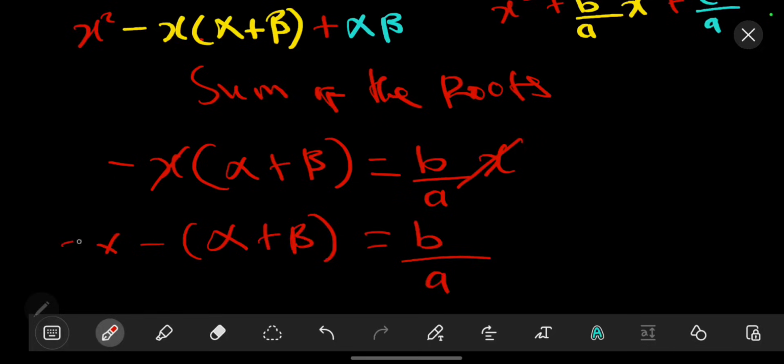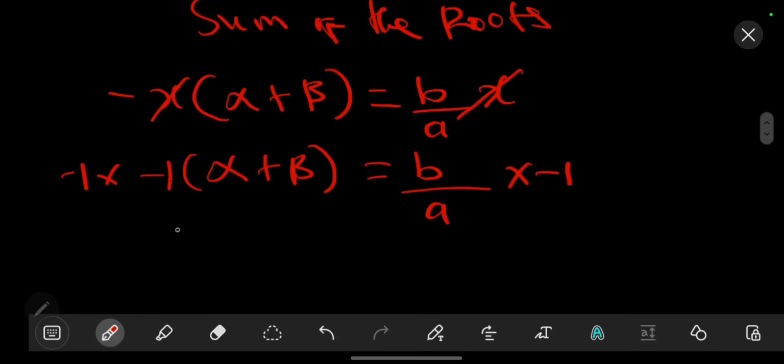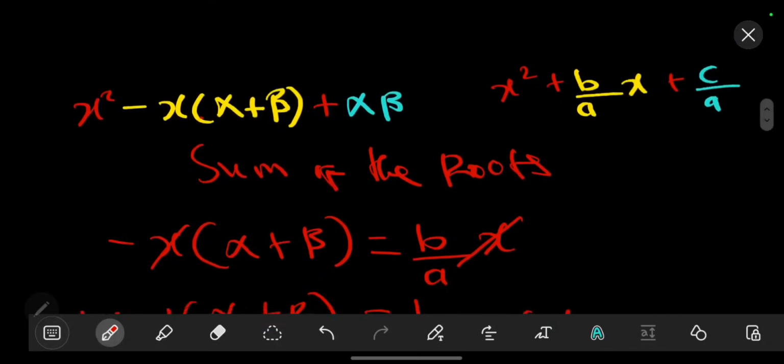Then we can multiply by -1 on both sides so that we get rid of the negative. Negative by -1, here we are going to have positive. So we are just going to remain with alpha plus beta, which should be equal to negative times b over a, which gives us negative b over a. So as long as you are dealing with the sum of the roots, we are going to be using negative b over a.